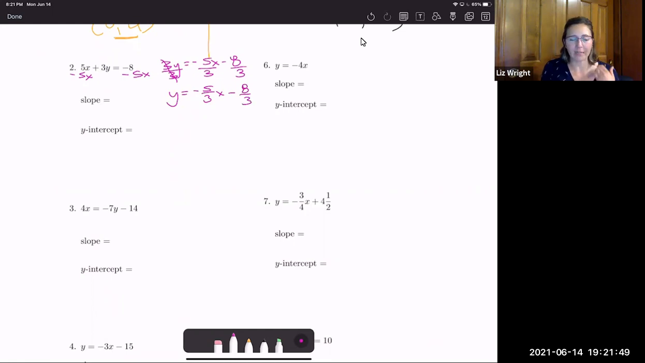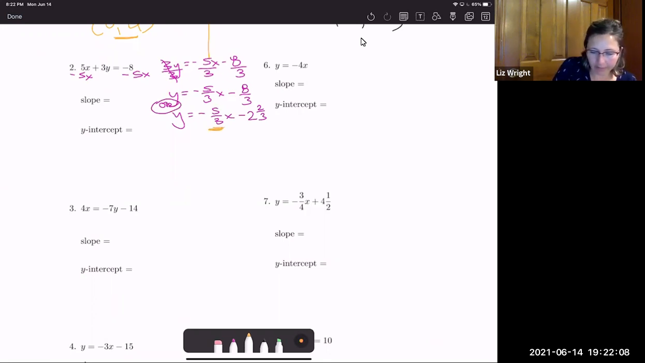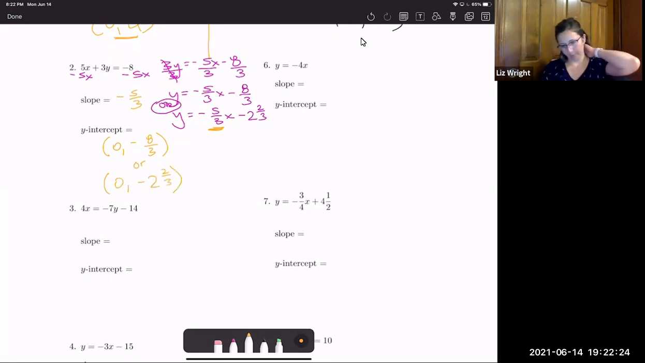And if you wanted to, you could write it as negative 2 2/3. So you could write it as y equals negative 5/3 x minus 2 2/3. Totally up to you. This is an or in here for which way. Our slope for this one is going to be, here's our m, it's -5/3. And our y-intercept would be (0, ...) and you can either write it as -8/3, or you can write it as (0, -2 2/3). So your choice.